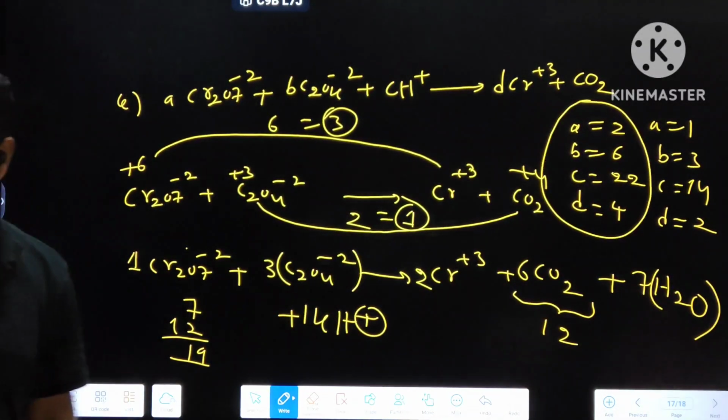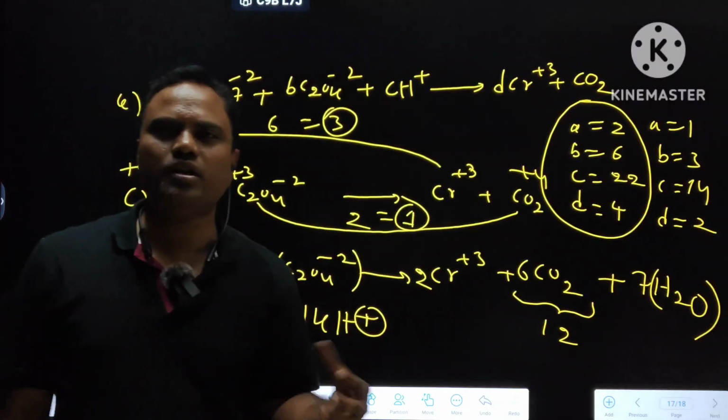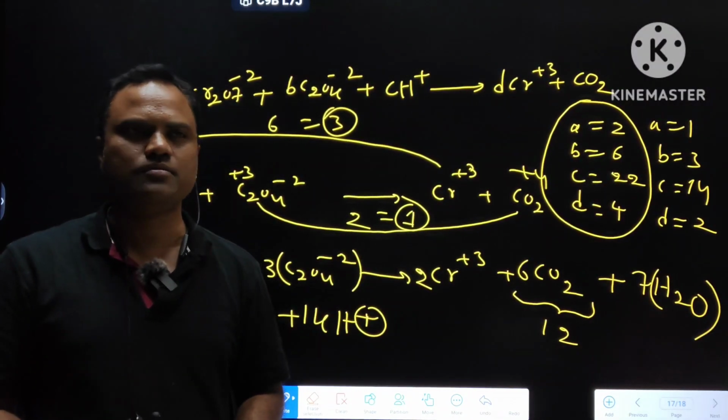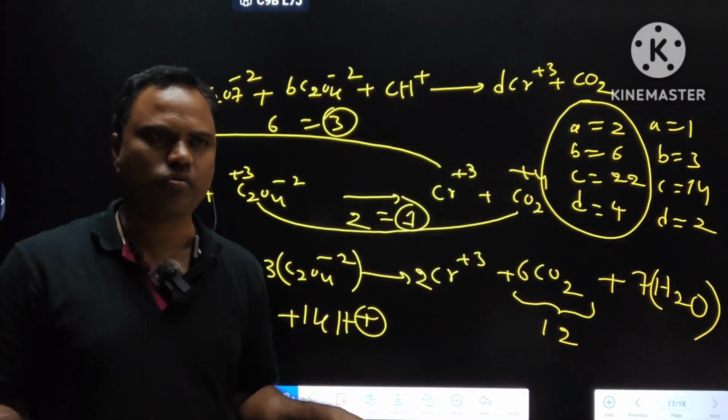The answer is correct. Let us do one more question, an important question, but not balancing, a different model. Balancing is over. Next question.